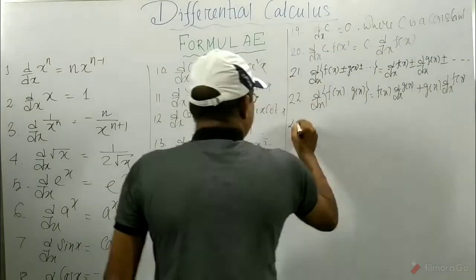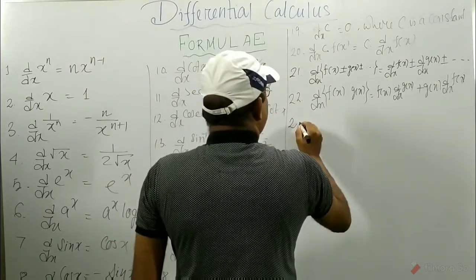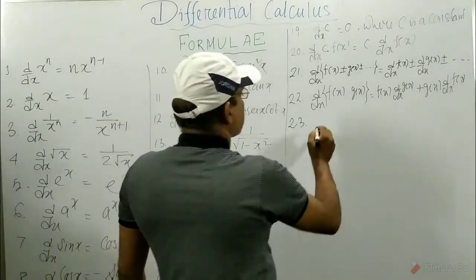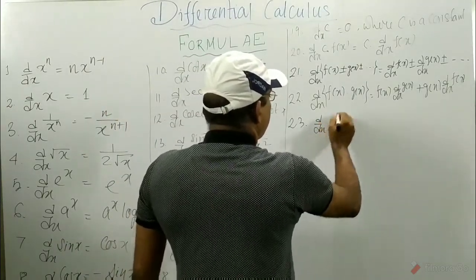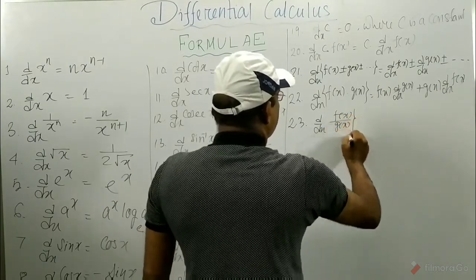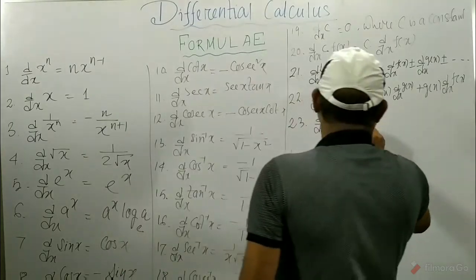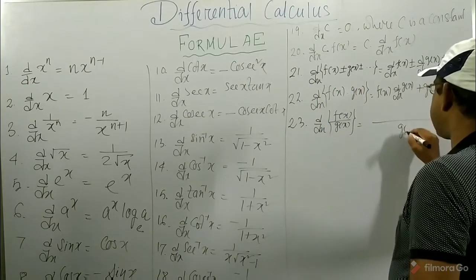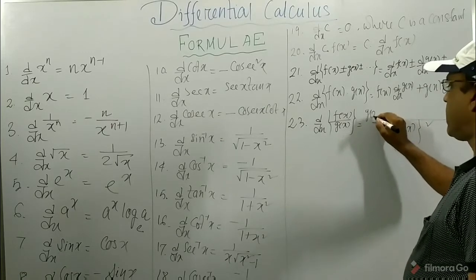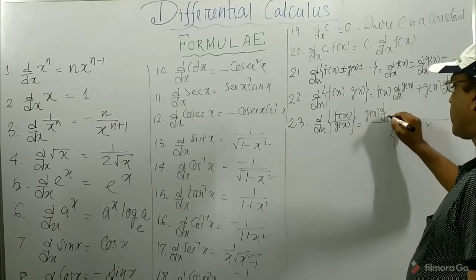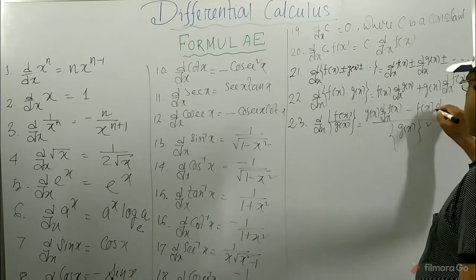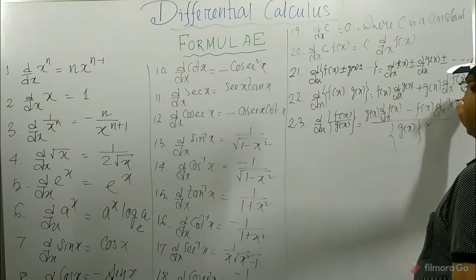So number 23, d/dx of f(x) by g(x), and this will be g(x) whole square in the denominator, and numerator g(x) d/dx of f(x) minus f(x) d/dx of g(x).